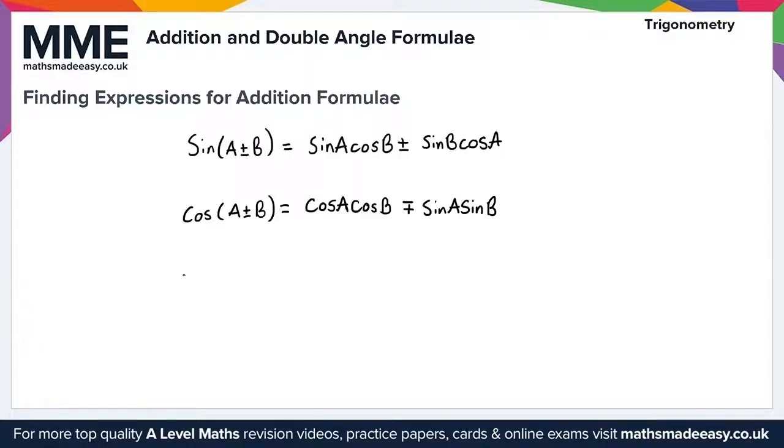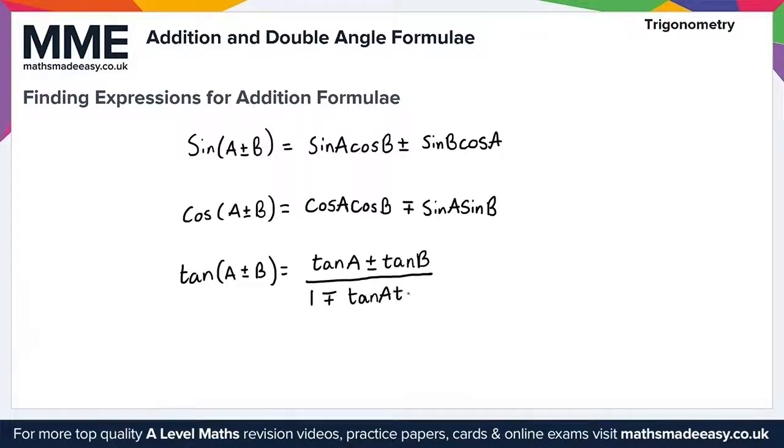And finally, our final result here is tan of A plus or minus B. And this result is simply given by tan A plus or minus tan B, all over 1 minus or plus tan A times tan B. Okay, and that gives us the three results that we need to be aware of for the addition formulae.